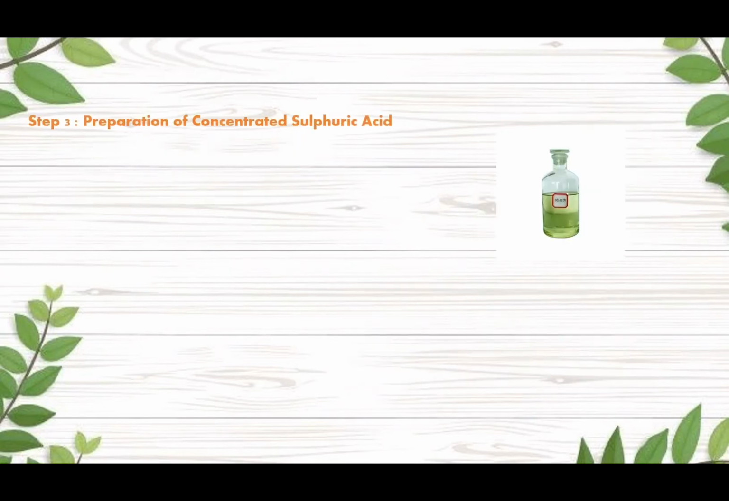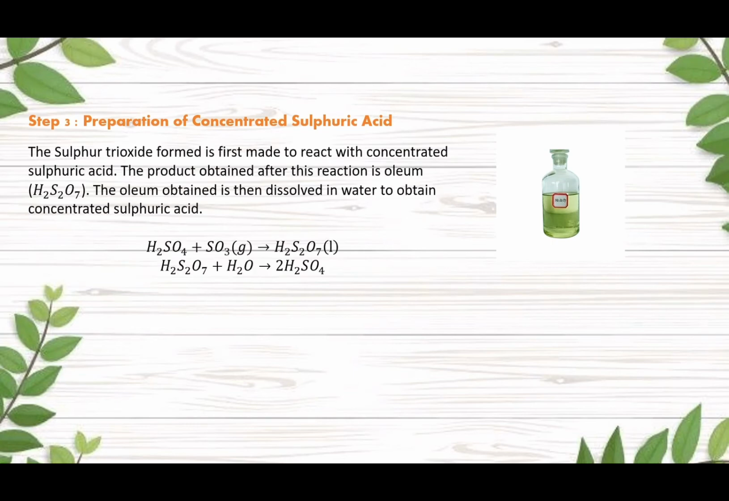The third step is preparation of concentrated sulfuric acid. The sulfur trioxide formed is first made to react with concentrated sulfuric acid. The product obtained after this reaction is oleum, which is H2S2O7. The oleum obtained is then dissolved in water to obtain concentrated sulfuric acid. I think that covers the whole process of producing sulfuric acid.